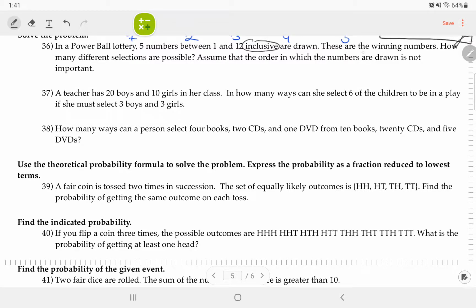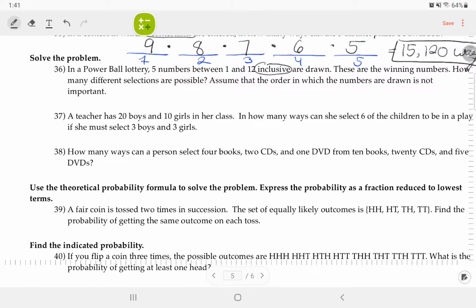These are the winning numbers. How many different selections are possible? Assume that the order in which the numbers are drawn is not important. So we're drawing 5 numbers between 1 and 12, including 1 and including 12. It wants us to find how many different winning orders are possible if the order is not important.